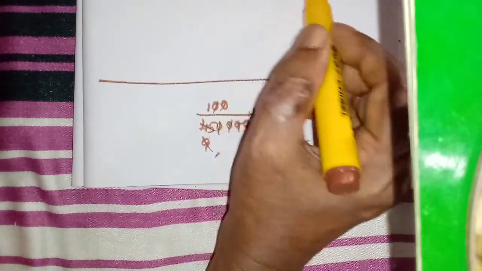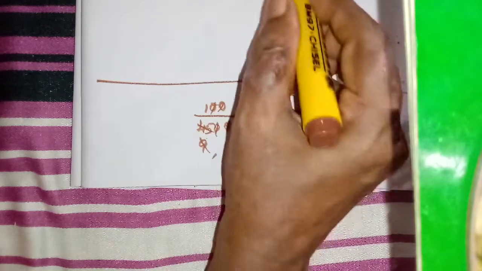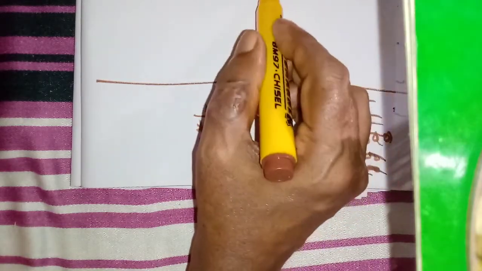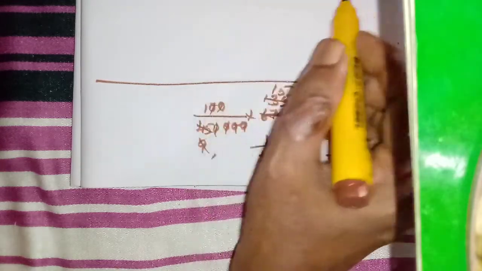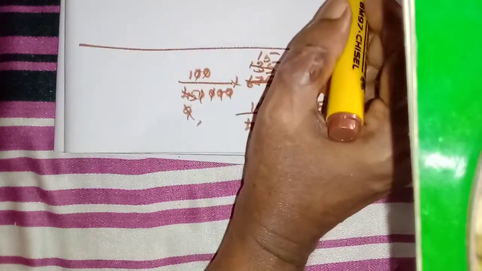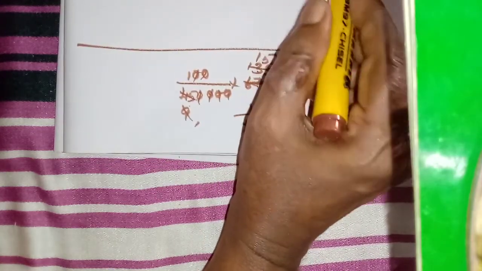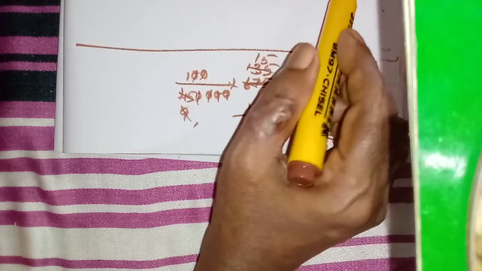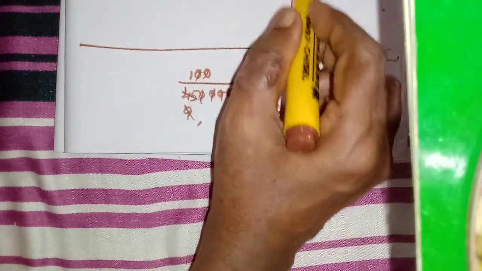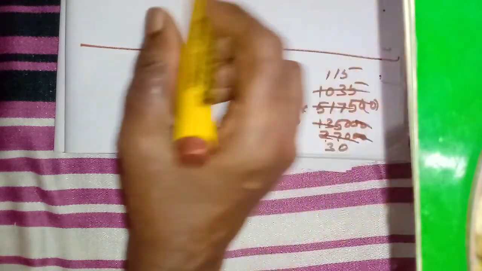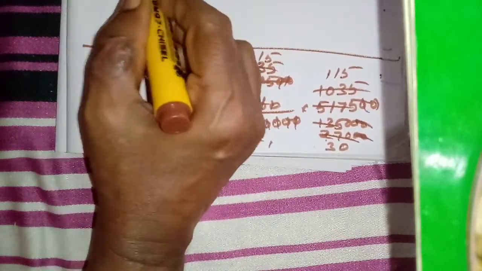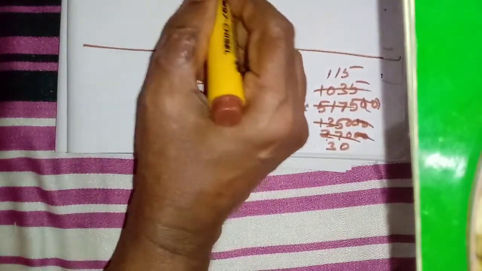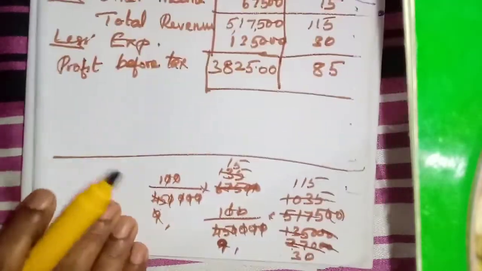Okay, then what is this less expense? Can I find out? 5 2 8. 4 minus 1 3. Here 5. 11 minus 3. 8 85. Okay, simply we can add and calculate here. What is this one called? Profit before tax. Okay, sixth we have completed.